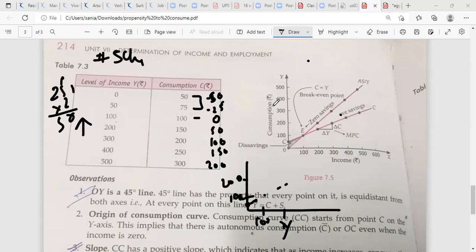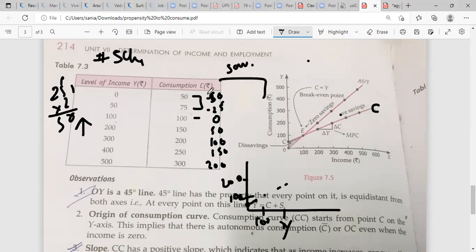Done, students? Consumption curve? Yes, ma'am. Okay, Mariam, done? Okay, good. Now you can see, I hope your consumption curve is the same like this, the C1, right? Yes. Okay. Now you will be drawing this saving curve.